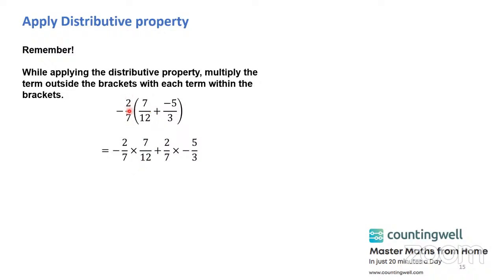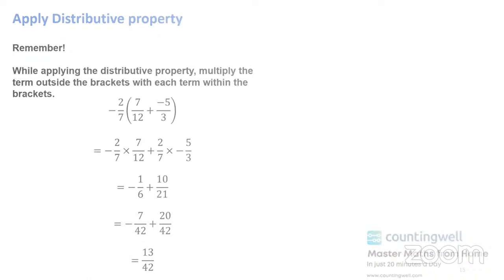So we multiply minus 2 by 7, first with 7 by 12. We will carry over this plus sign and then we will multiply minus 2 by 7 with minus 5 by 3. So we have minus 1 by 6 plus 10 by 21. So we have minus 7 by 42 plus 20 by 42. And in this way we have 13 by 42.